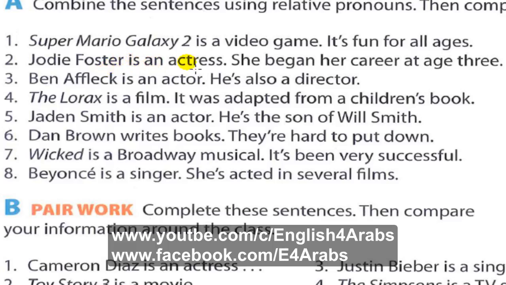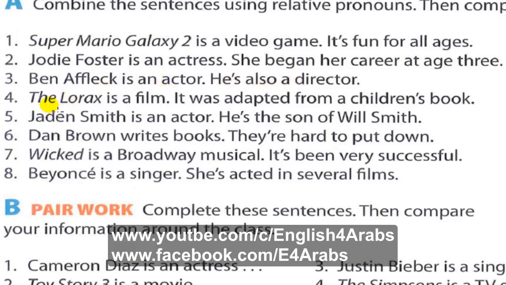Jodie Foster is an actress. She began her career at age 3. Jodie Foster is an actress who began her career at age 3. Jodie Foster is an actress that began her career at age 3. Number 3. Ben Affleck is an actor. He's also a director. So here actor, man, Ben, man, he. So use what? Who. Ben Affleck is an actor who is also a director. Ben Affleck is an actor that is also a director.